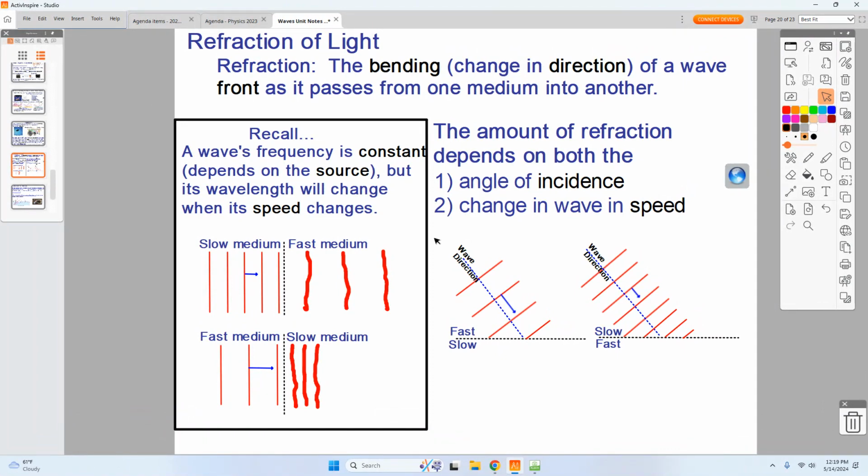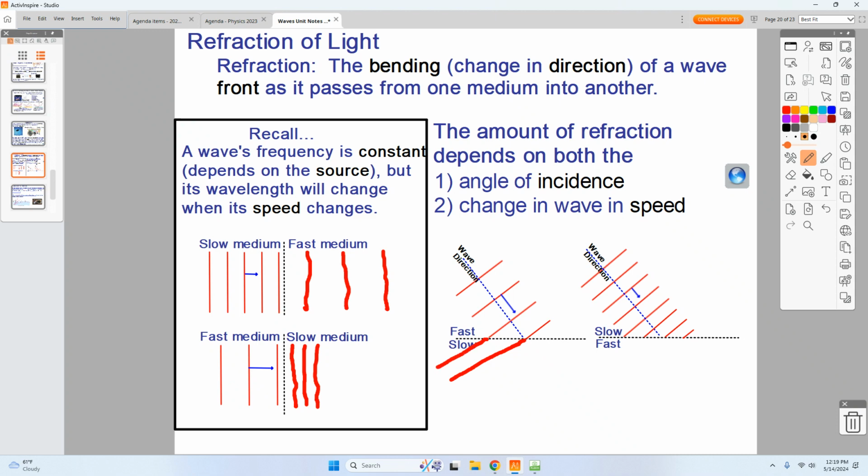This is going from a fast to a slow medium. So if I think of this as a fast medium over here, and this is a slow medium, these waves should sort of lag behind as they enter into this new medium. So I'm going to draw that as a waveform that sort of is falling behind. So that's going to be a little bit of a bending to this thing.